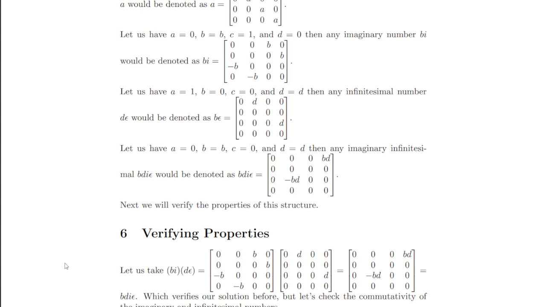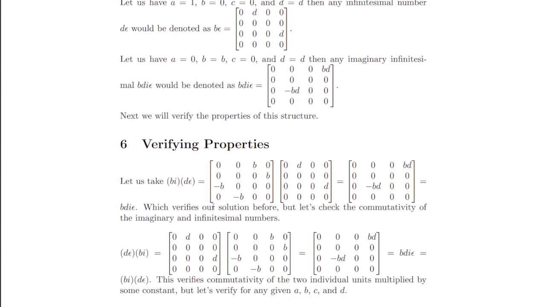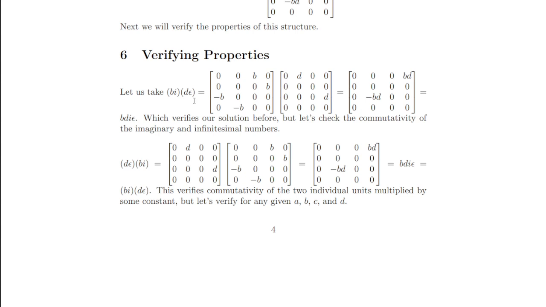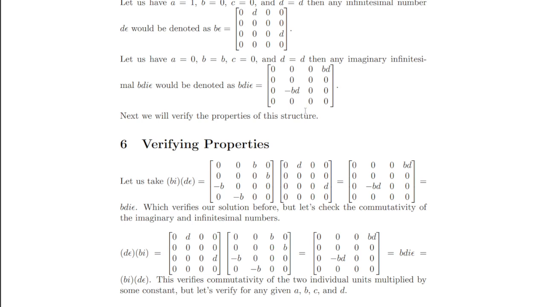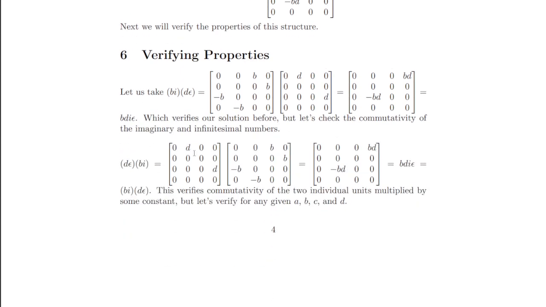But here's the thing. We have BD I epsilon. That's exactly how we defined it last time with the I first. Let's look to see if it is commutative by verifying the properties. So let's take BI times D epsilon, which exactly, using our matrix for BI and D epsilon, we do get exactly BDI epsilon, which is what we expected. Again, you can verify this. But now let's do it the other way. Because the B and the D will commute, the B and the epsilon will commute, so we get BD epsilon I.